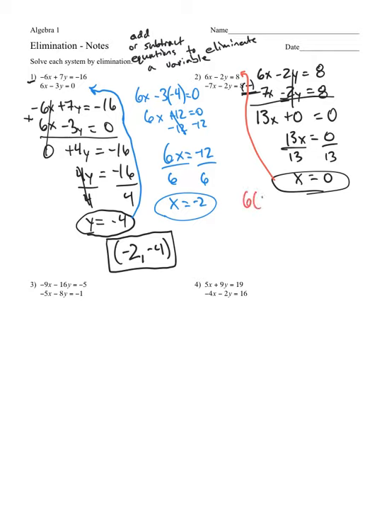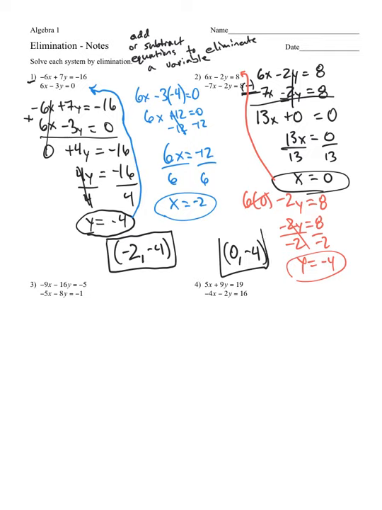That's 6x is 0, minus 2y equals 8. 6 times 0, guys, is just 0. Divide by -2. And we got y equals -4. So our solution here is my x, y ordered pair, 0, comma, -4. So that's the solution to number 2.